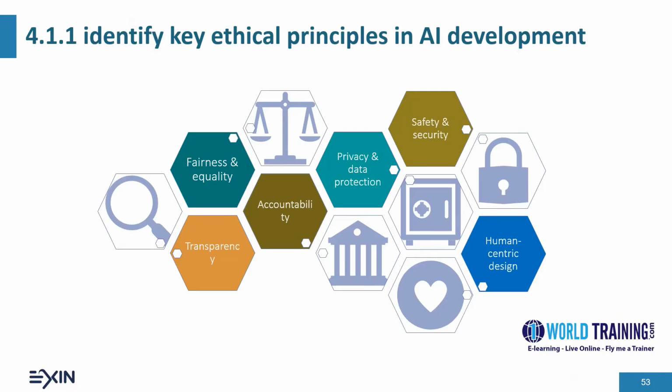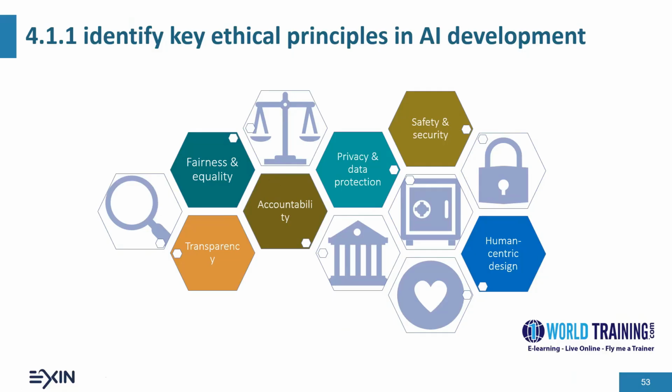So the first one, which is the key principle in AI development, is transparency. Your AI systems should be understood and explained to the stakeholders. There has to be a clear communication about how AI is making decisions. That basically talks about the principle of transparency.